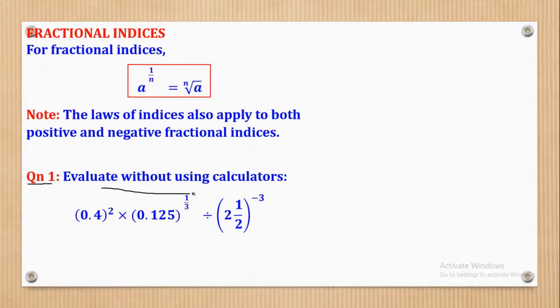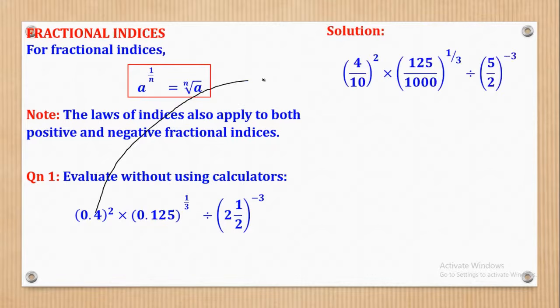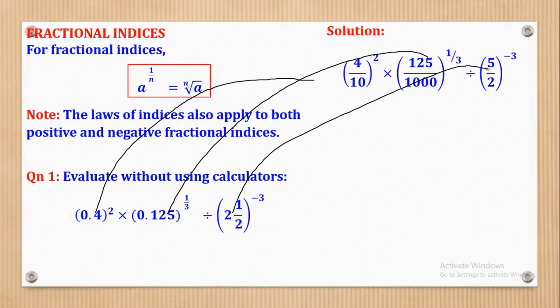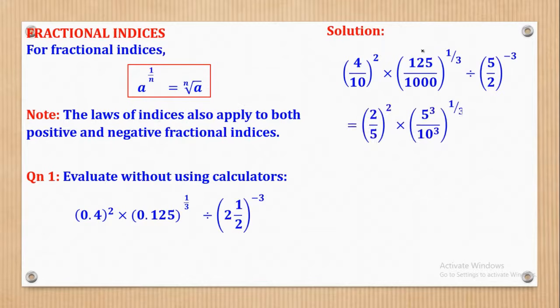Question 1 says, evaluate this without using calculators. First of all, 0.4 is the same as 4 over 10, and this one is the same as 125 over 1000, and this one is the same as 5 over 2. Now when I reduce, this one becomes 2 over 5, and this one becomes 25, the same as 5 to power 3, and 1000 the same as 10 to power 3. And now this one, I think you realize that the power was negative. To make it positive, you have to get the reciprocal of this. The reciprocal means this one goes up and this one goes down. That is why here you see 2 over 5.